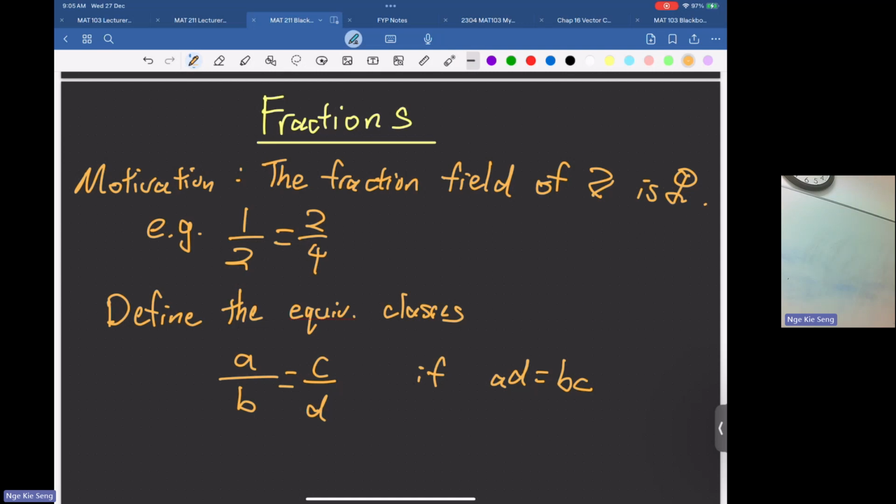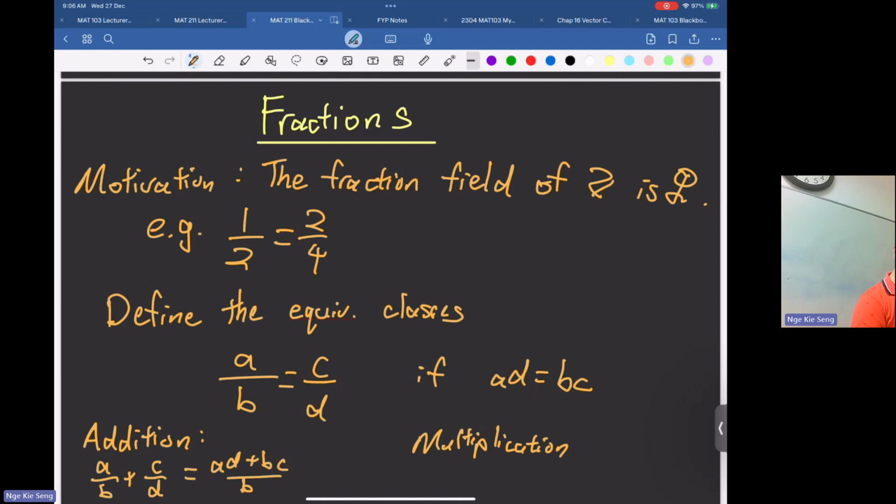Why does 1/2 equal 2/4? Because if I cross multiply, 1 times 4 equals 2 times 2. We don't like cancelling out stuff because we can't always cancel a factor. But we can always multiply. So that's how we change the language. So how do we add? What's the addition in fractions? What's the multiplication in fractions? How do I add? A over B plus C over D is what? AD plus BC over BD.